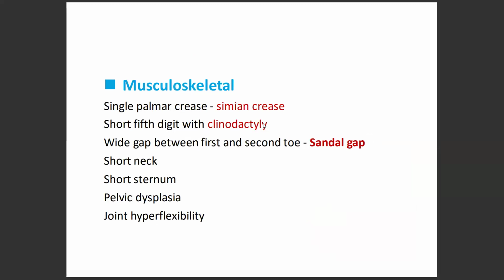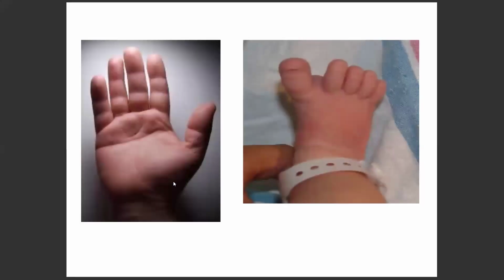Then about the other clinical features, we have the musculoskeletal features like the single palmar crease or simian crease on the hand. Then we have the short fifth digit with clinodactyly. Then there is a wide gap between the first and second toe, that is called the sandal gap. Then we have the short neck, short sternum, pelvic dysplasia, and joint hyperflexibility. These are the musculoskeletal features of Down syndrome babies.